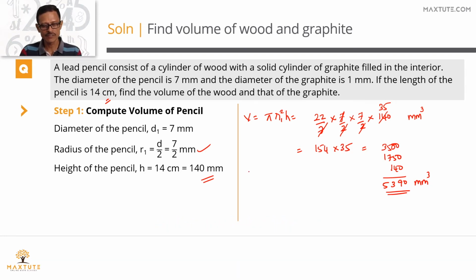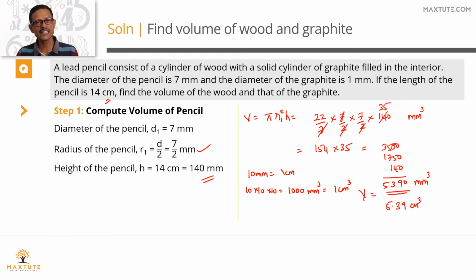Let us convert it into centimeters. We have 10 millimeters is equal to 1 centimeter. So in terms of a cube, it will be 10 times 10 times 10, which is equal to 1000 millimeter cube, which will be equal to 1 centimeter cube. So let us write the volume in terms of centimeter cube. Divide this entire number by 1000. 5390 by 1000 will leave us with an answer which is equal to 5.39 centimeter cube. So the volume is either 5390 if it's expressed as millimeter cube, or it is 5.39 expressed as centimeter cube. This is the volume of the entire pencil.